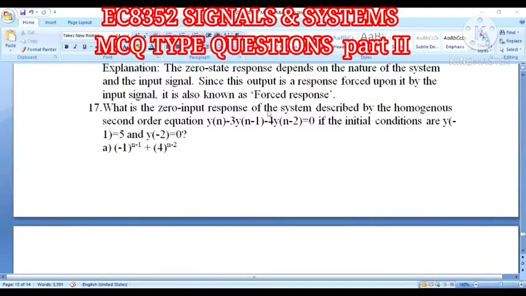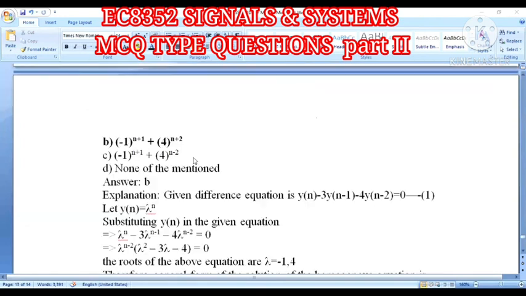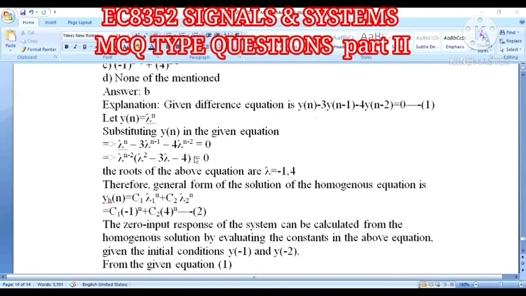So next question. When a zero input response of the system is described by the homogeneous second order equation, the initial conditions y of minus 1 and y of minus 2 are given. You have to find out this answer. So the given difference equation, take it as equation number 1. Let us take y of n equal to lambda power n, for our convenience.